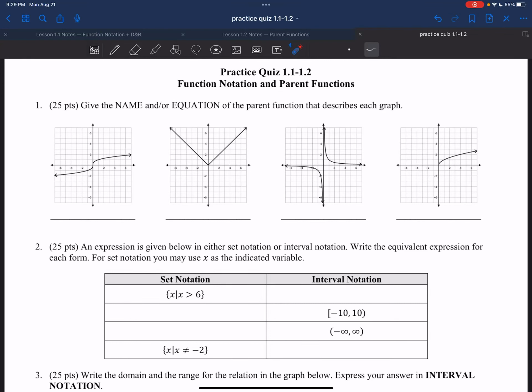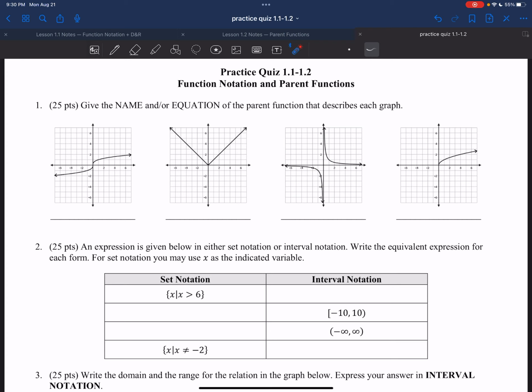Hello, and welcome to the first practice quiz of the year on the first two lessons, 1.1, 1.2. So this is on function notation, parent functions. This is just a quick practice quiz. It's very similar to the real one. I like to be intentional and let you know exactly what types of items you're going to be assessed on, right? So you know what to study, what to focus on and prepare for assessments.